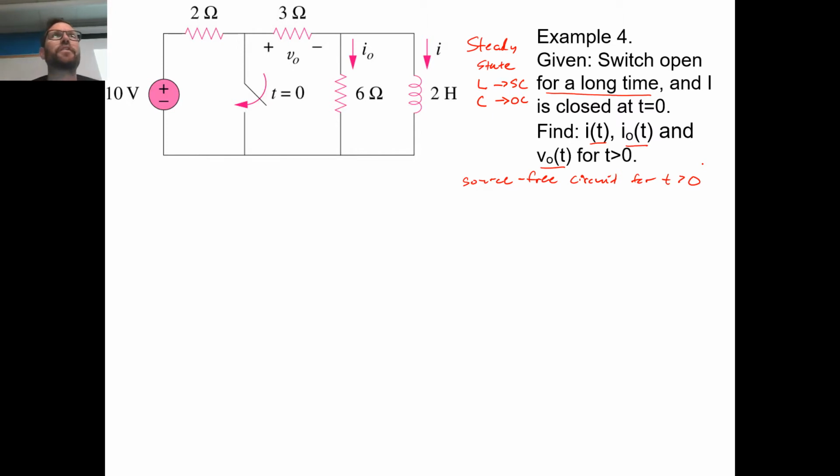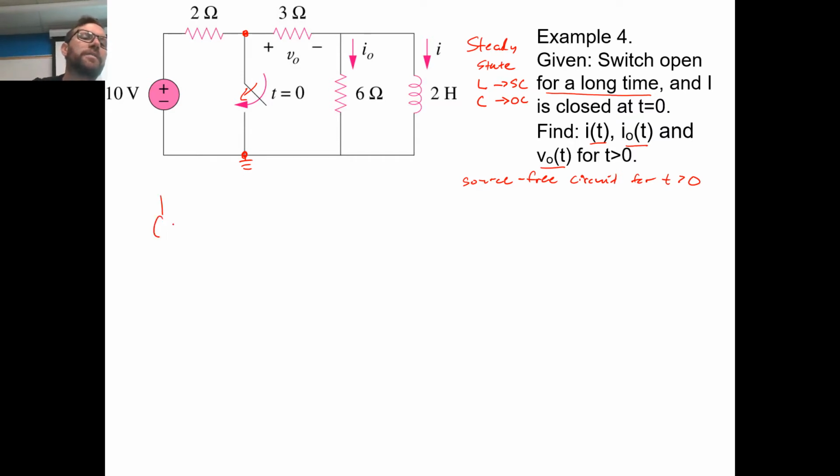Now, I usually get this question: wait a minute, the switch closes at t equals 0, and that means the voltage source is still there. How is this not a driven or forced circuit? But when you look at it, if this is ground, effectively closing the switch grounds this node, right? And so that side of the 3 ohm resistor is ground.